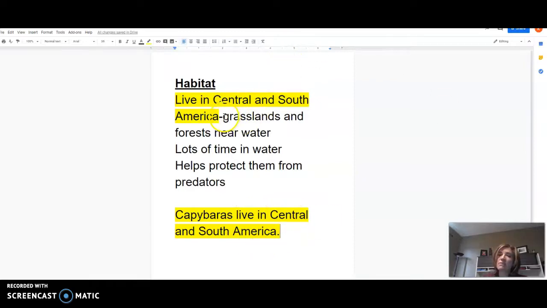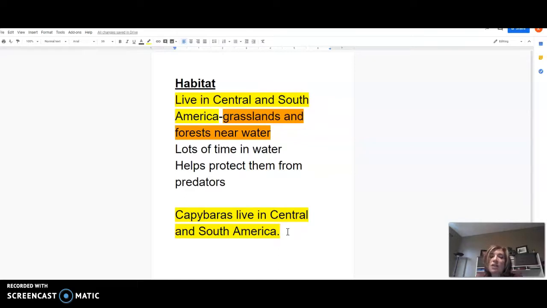Let's take the next fact that we wrote on our organizer. I'm going to highlight it. Grasslands and forests near water. What did I mean when I wrote that in my notes? Well, I meant that capybaras spend a lot of time in grasslands and forests near water. That's where they spend the bulk of their lives. Okay? So now I'm going to come down here and I'm going to start my sentence. But again, I'm not going to start it with grasslands and forests near water because I want to know who or what is spending that time there.